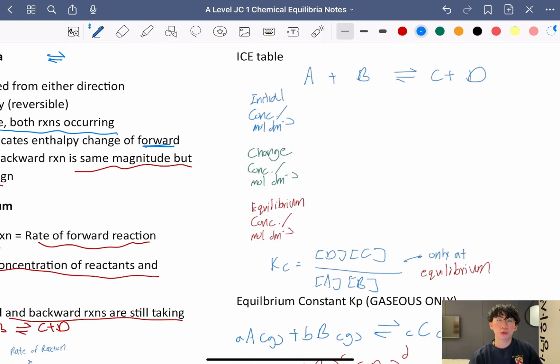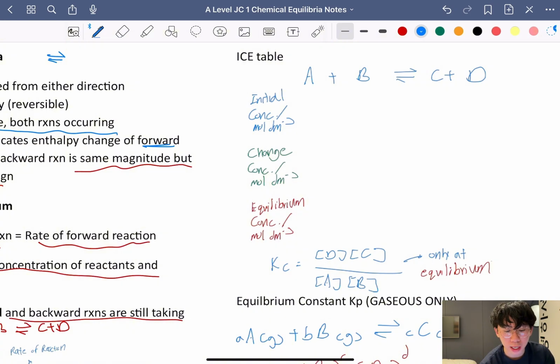Now let me introduce to you a very key answering technique for chemical equilibria, the ICE table. Whenever we encounter a calculation question for chemical equilibria, you must know to use the ICE table, because the ICE table accurately tells you how to calculate your Kc itself. Or if you're given a Kc, it will help to tell you the initial concentration of any reactant or product, as long as we have the necessary information.